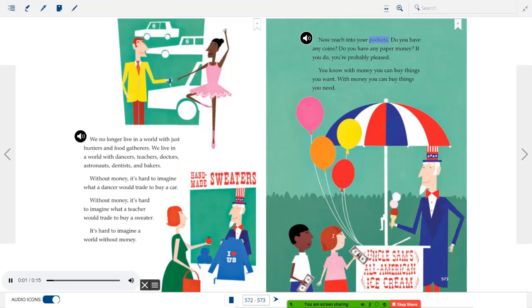Now reach into your pockets. Do you have any coins? Do you have any paper money? If you do, you're probably pleased. You know with money you can buy things you want. With money you can buy things you need.